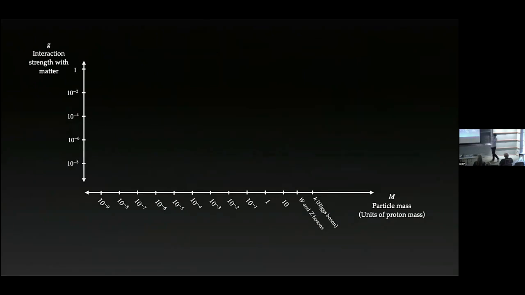Okay, now that we understand that concept, I'm plotting the coupling of the new interaction here on the y-axis and the mass of the mediator on the x-axis. This mass is given in units of proton mass. So the proton would live here, and these are the weak bosons, the W and the Z, as well as the Higgs boson up here.